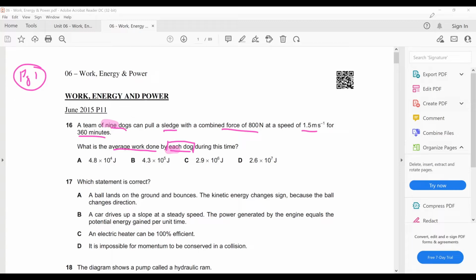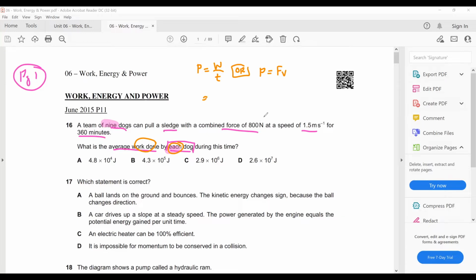What you learned was that power is W over T. Power is also FV. Okay, so right now you actually want the work done for one dog. What you can do is do it both ways. I'll just show you 2 different ways of doing it.